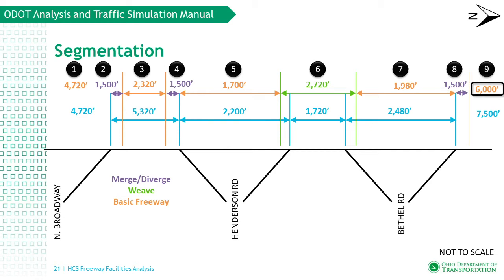Lastly, the northernmost section will be the original 7,500-foot basic freeway segment minus the 1,500-foot merge section from the Bethel Road on-ramp, or 6,000 feet. In total, this project has 9 segments: 5 basic freeway sections, 2 merge sections, 1 diverge section, and 1 weaving section.